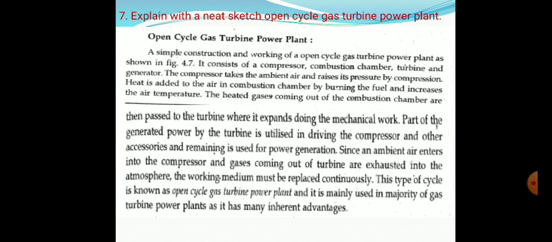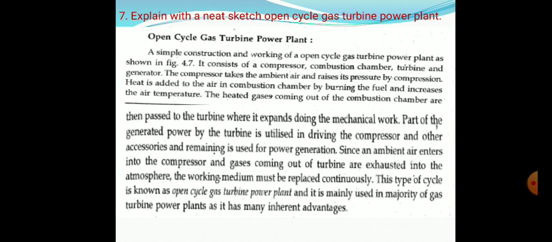Next question. Explain with a neat sketch open cycle gas turbine power plant. Open cycle gas turbine power plant. A simple construction and working of an open cycle gas turbine power plant is as shown in the figure. It consists of a compressor, combustion chamber, turbine and generator. The compressor takes the ambient air and raises its pressure by compression. Heat is added to the air in combustion chamber by burning the fuel and increases the air temperature.